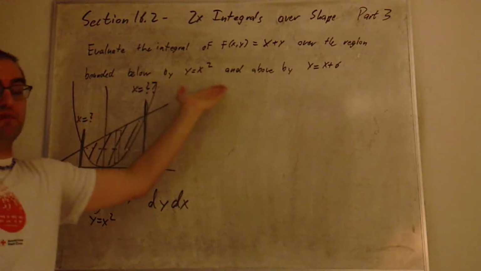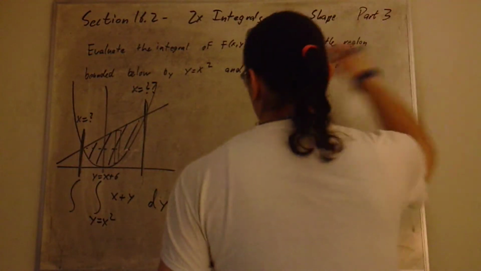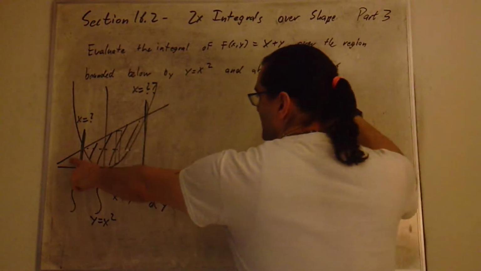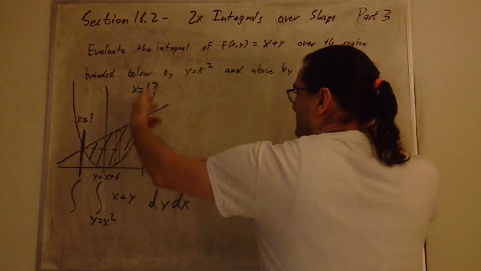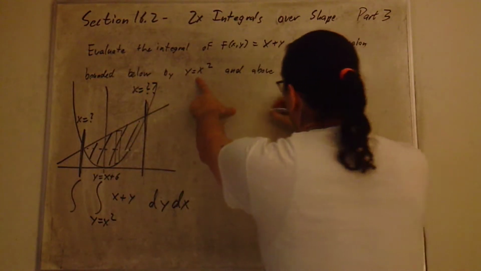Those numbers are not presented in the question as asked, so we need to find them. The special thing about these numbers is that they are where these two functions intersect, and so we can find them by setting these two functions equal to each other.